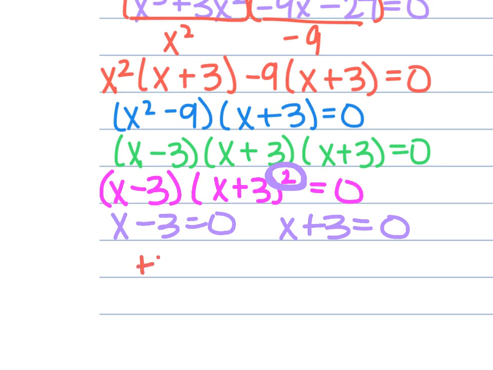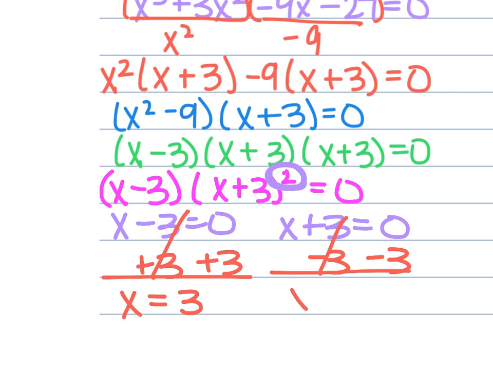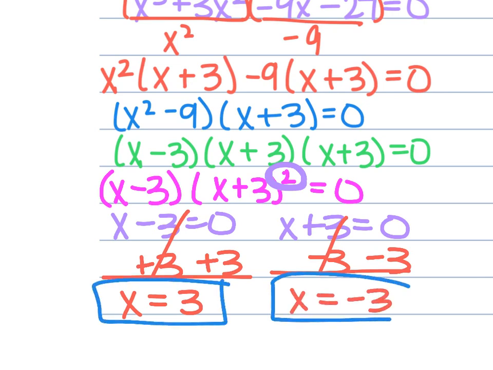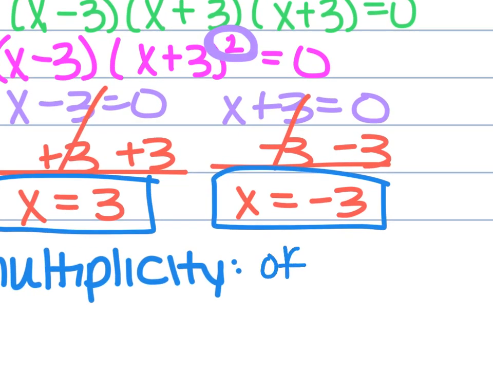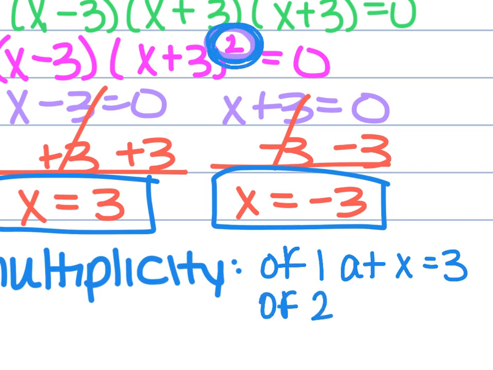So we are going to add 3 to both sides to get x is equal to 3, and subtract 3 from both sides on this one to get x is equal to negative 3. So your roots are 3 and negative 3. Your multiplicity is 1 at x is equal to 3, and 2 at x is equal to negative 3.